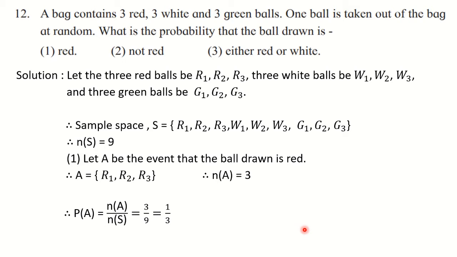The second event is that the ball drawn is not red. Write all the things very properly. As I have said, this statement also you need to write down. You need to write the condition that A denotes event A, and therefore we are writing set A as R1, R2 and R3. So you need to describe this set. Please keep that in mind.